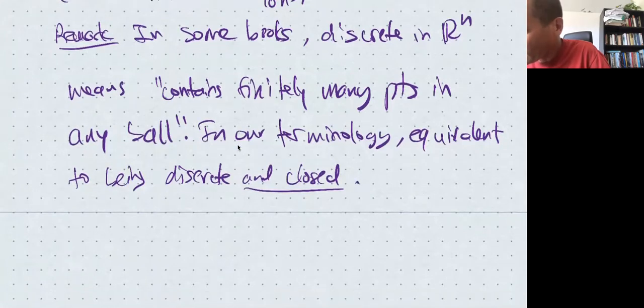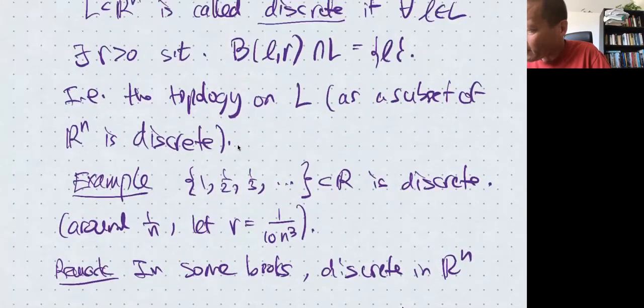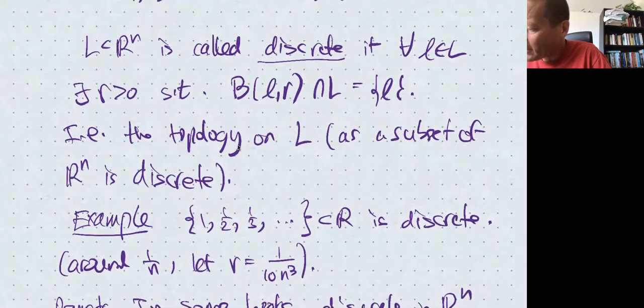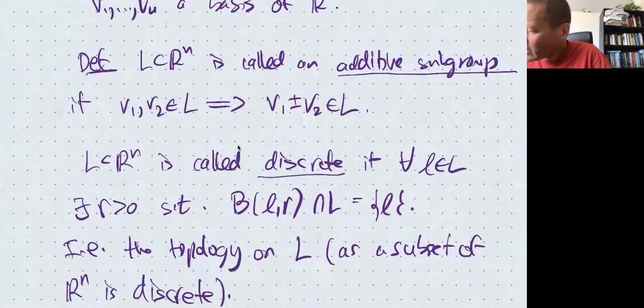And what's the relationship between discreteness and being an additive subgroup? In the definition of discreteness, for every L, there's an R such that this happens. In an additive group, R can be taken to be independent of L. If you're using the standard metric, like the Euclidean metric or any metric that's translation invariant on Rn, then R here can be taken to be independent of L. So let me write that down. That's a useful fact.